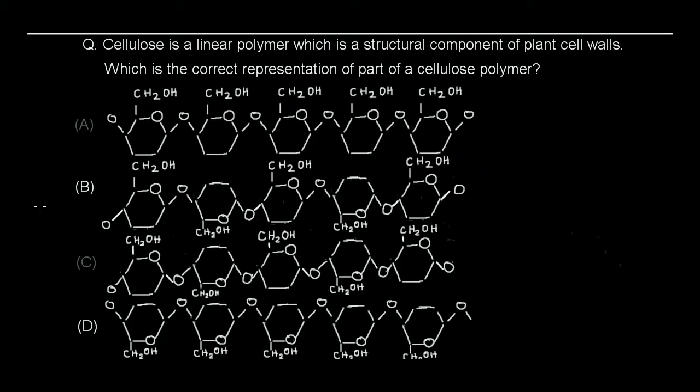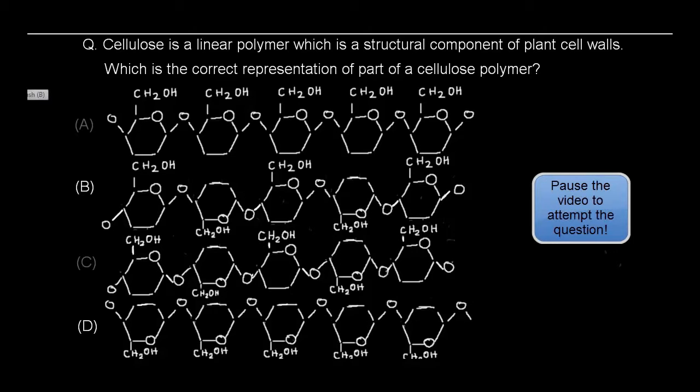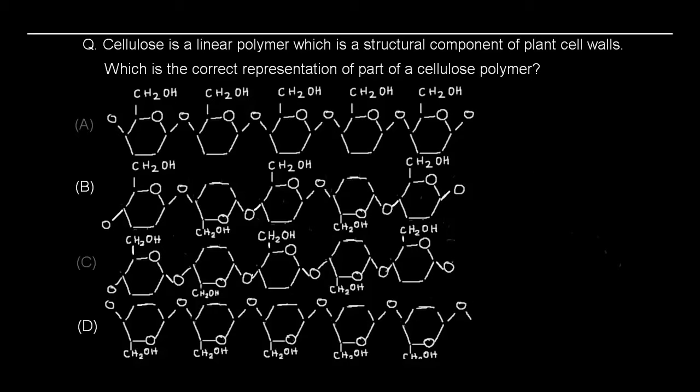Now this is the next one. Cellulose is a linear polymer, which is a structural component of plant cell walls. Which is the correct representation of parts of a cellulose polymer? You can have a look at these, even though they're all kind of close together. Hopefully you can still make out which belongs to which. See which one's the right one, and you get 5 seconds. So hopefully you had a crack at this one as well.